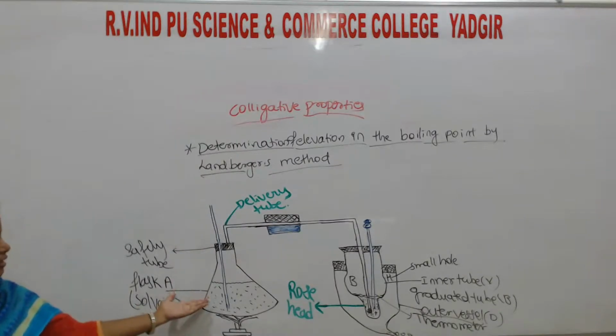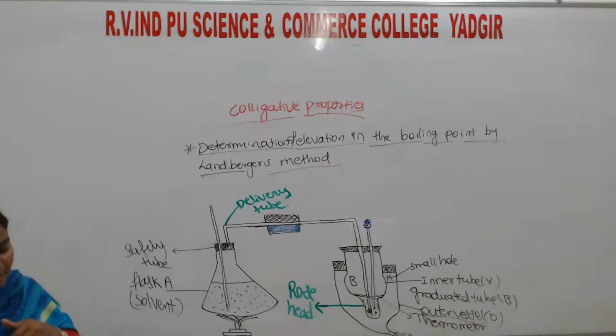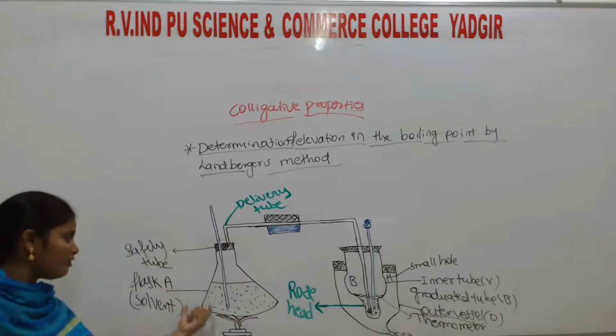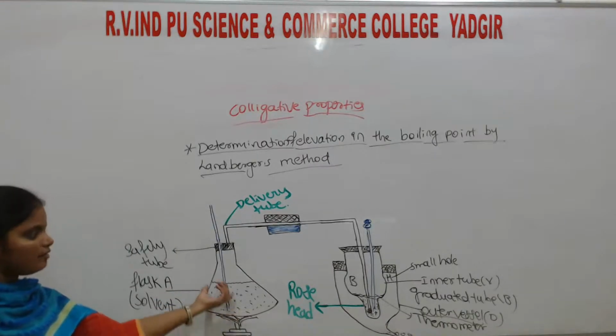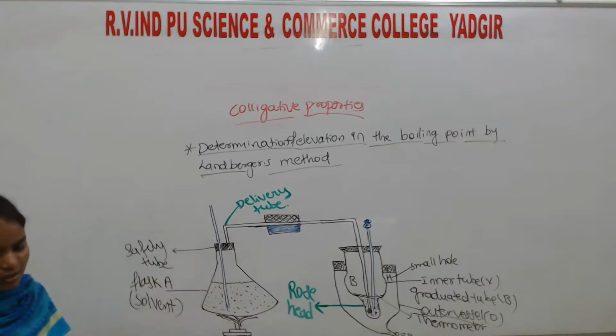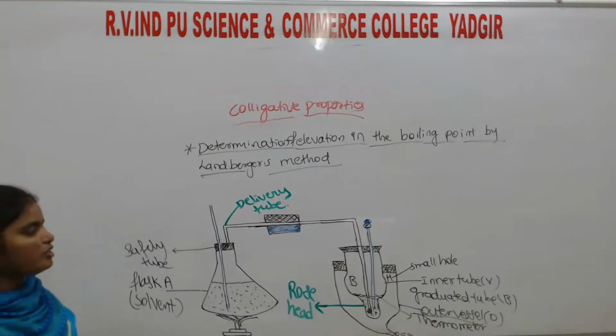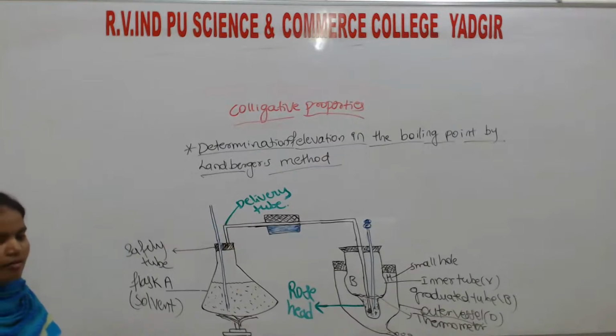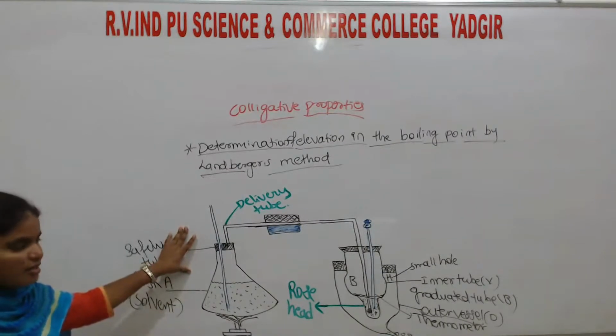Flask A contains the solvent, and a stream of the solvent from flask A enters the graduated tube B and condenses. The latent heat of condensation rises the temperature of the solvent to the boiling point.